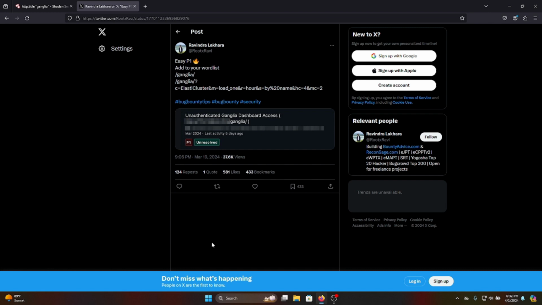So Ganglia is a computer program that helps an organization to keep an eye on how well a bunch of computers are working together. It watches things like how fast they are working, how much they are talking to each other, and if they are running out of space to store things. This way, if anything isn't working right, people can fix it quickly before it causes a big problem.